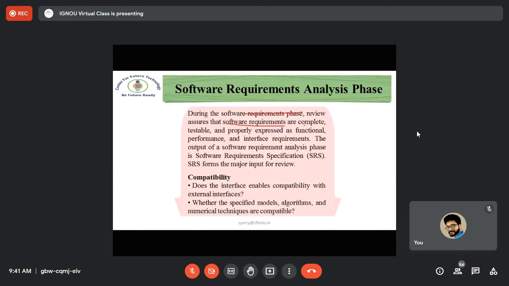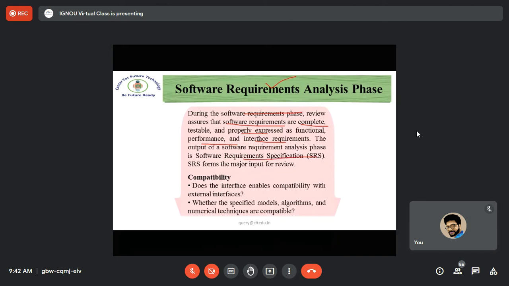So we will ensure the completeness and that the things are testable, and that they are understandable to each and every member and expressible as a part of the SRS. We have to ensure, even in the context of the performance parameters and interface context, that these are also reflected in the SRS. So the output of the software requirement analysis phase is the software requirement specification, right?